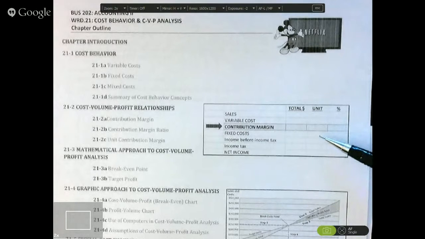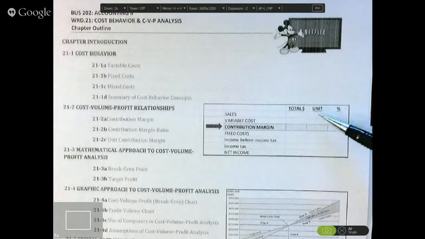And here's the key. If you would track the total dollars of sales, variable costs, and contribution margin, the per unit amounts for sales, variable costs, and contribution margin, and the percent relationships for sales, which is always 100%, variable costs as a percent of sales, and contribution margin as a percent of sales, you will be able to calculate answers for all the problems that you have in this particular chapter.